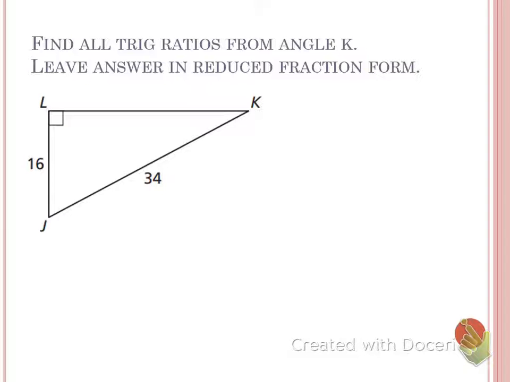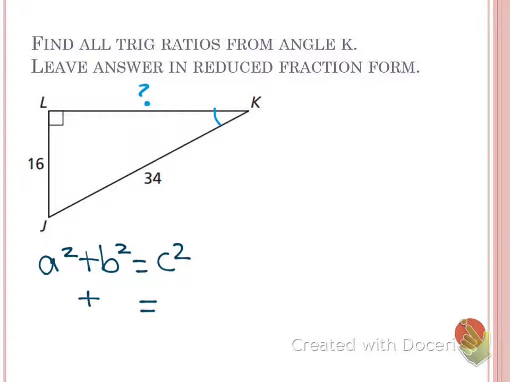So at the top of 9.6, we're going to find all the trig ratios from angle K, and we're going to leave the answer in reduced fraction form. Before I even find the trig ratios, what do I need to find first? My missing side. I know two sides, and I need to find the third. What do I use? Pythagorean Theorem. A squared plus b squared equals c squared.